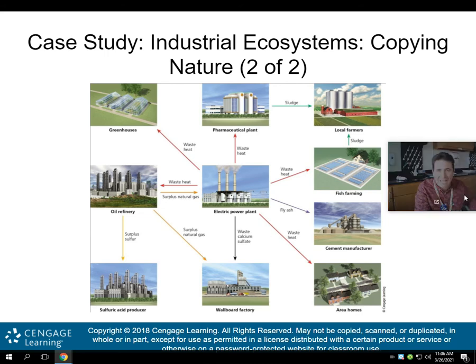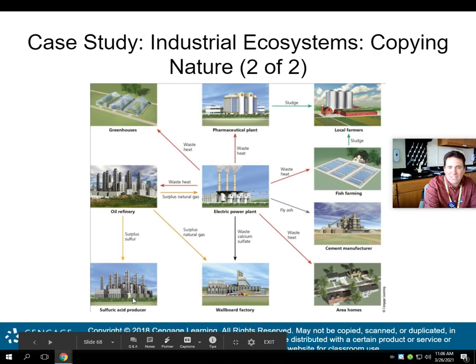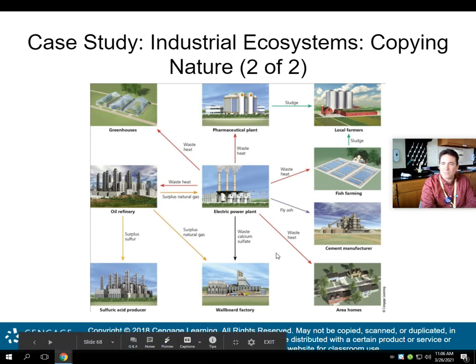So you'll notice the electric power plant in the middle. All right, waste heat goes into fish farming. All right, the waste heat goes into a pharmaceutical plant to heat it up. Heat greenhouses, heat an oil refinery, all right? The oil refinery has surplus sulfur that goes into a sulfuric acid producer, right? Surplus natural gas goes into a wallboard factory, all right? You'll notice waste heat goes into area homes here. Fly ash goes into cement manufacturing. You'll notice the sludge from the pharmaceutical plant goes to local farmers that they can use as some kind of fertilizer, etc., etc. Again, this is mimicking nature.